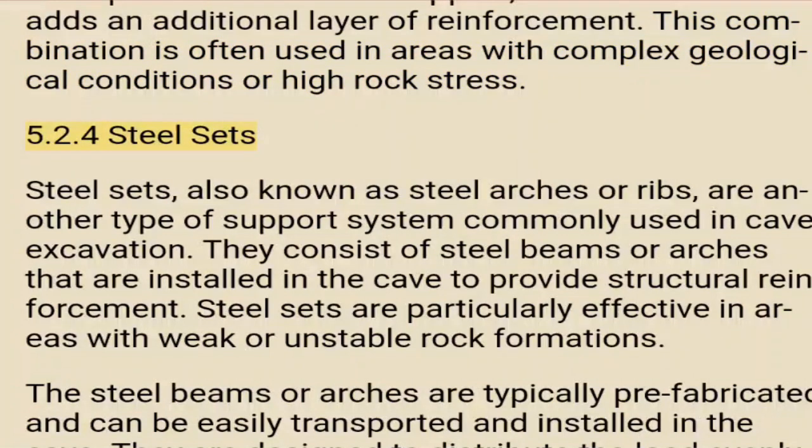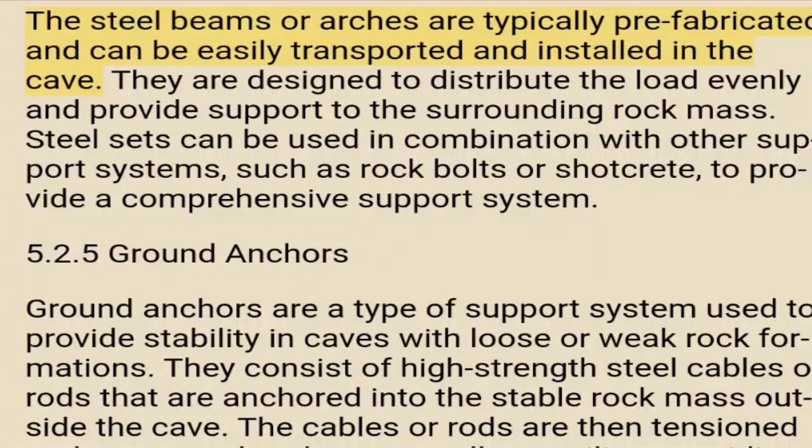5.2.4 Steel sets. Steel sets, also known as steel arches or ribs, are another type of support system commonly used in cave excavation. They consist of steel beams or arches that are installed in the cave to provide structural reinforcement. Steel sets are particularly effective in areas with weak or unstable rock formations. The steel beams or arches are typically prefabricated and can be easily transported and installed in the cave.